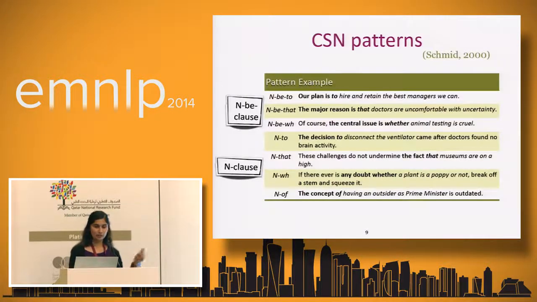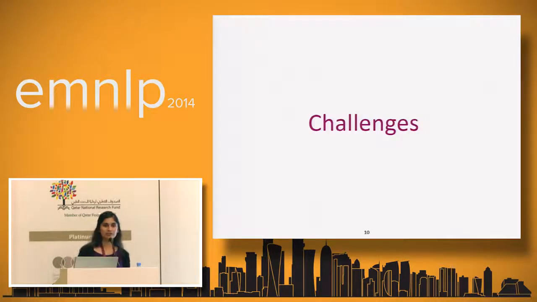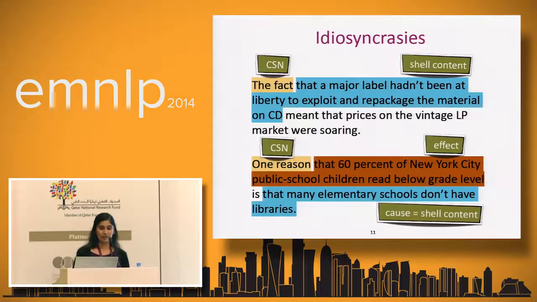Now, if we look at these patterns and these examples, it seems like it's fairly easy to extract shell content of the given shell noun phrase. But unfortunately, this problem is not that simple, and a number of challenges are associated with this task. The first challenge is that each shell noun has its idiosyncrasies. And so different shell nouns have different syntactic and semantic expectations, and they take different numbers of semantic arguments, one argument representing the shell content and others representing circumstantial information about the shell noun.